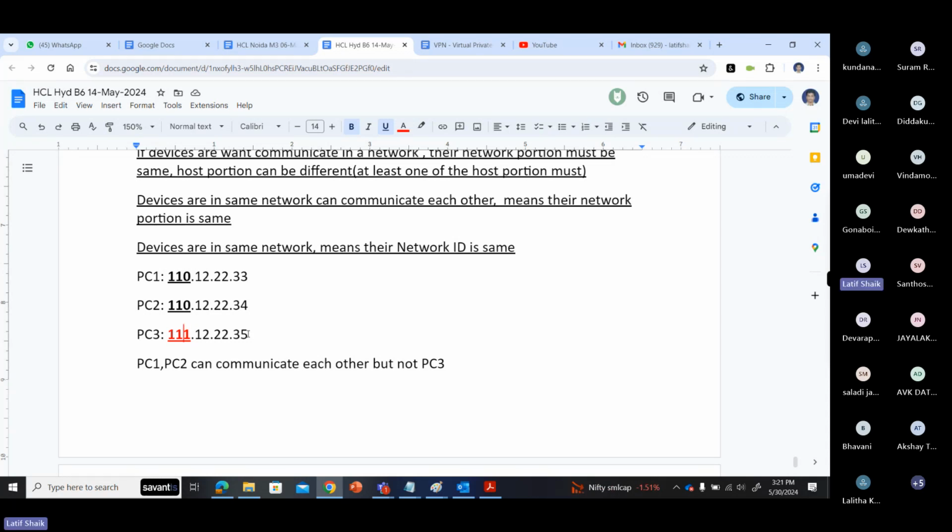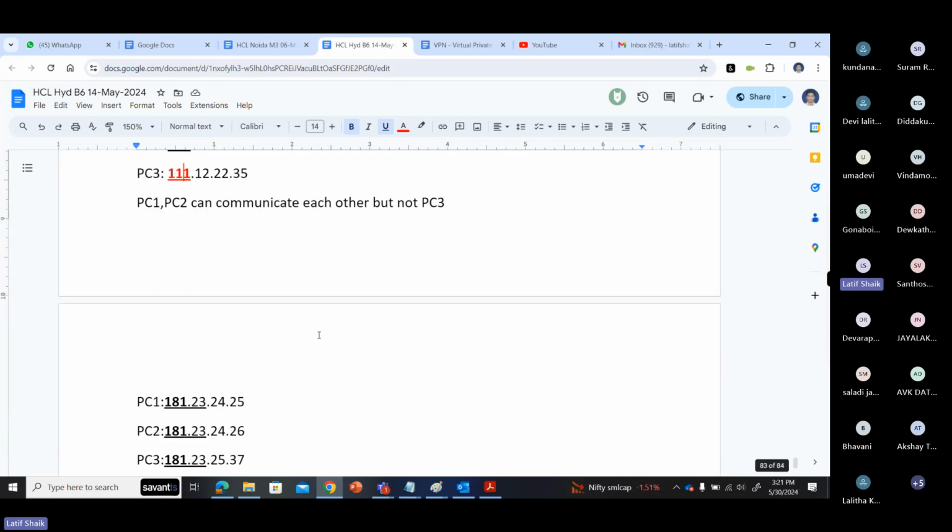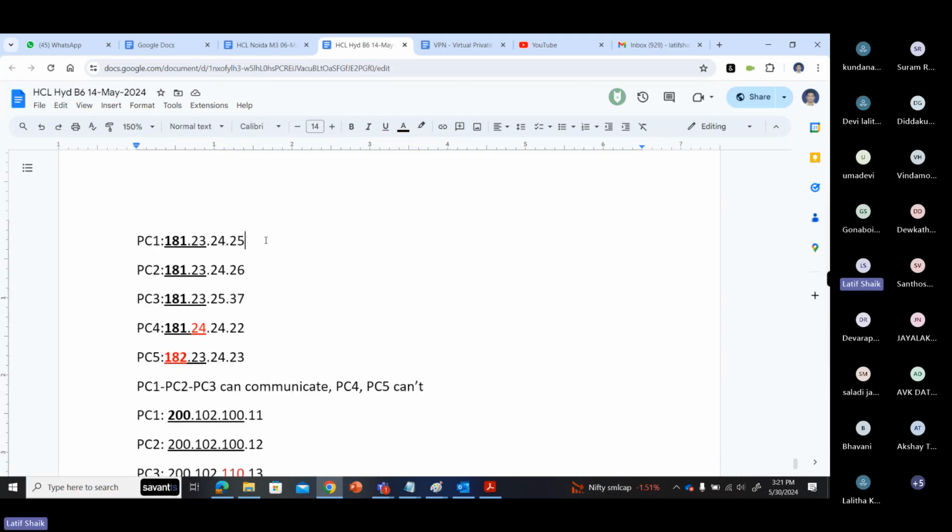But the network portion in PC3 is different from PC1 and PC2, so PC3 cannot communicate with PC1 and PC2. Here is also the same. Here is a class B network, so the first two portions are the network portion. Then you have to make sure that all the devices have the same first two portions, and the remaining host portion can be different, at least by one host portion. At least one host portion difference is required. In this case, PC1, PC2, PC3 can communicate with each other.